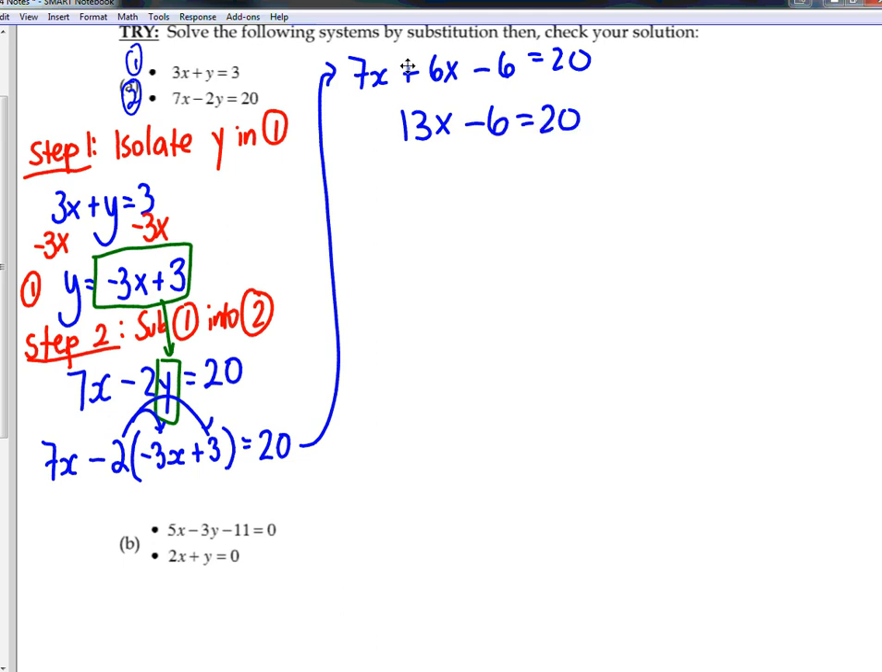Then we isolate x. Add 6, so 13x equals 26, meaning x equals 13 times 2 is 26. Divide both sides by 13. 26 divided by 13 is 2. Right? I skipped a step. I didn't write the divide by 13.